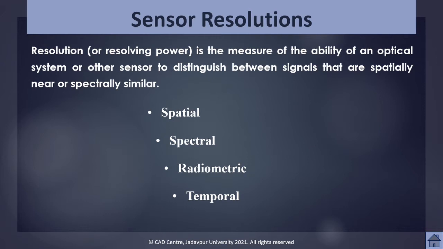Resolution, also known as resolving power, is defined as a measure of the ability of an optical system or other sensor to distinguish between signals that are spatially near or spectrally similar.